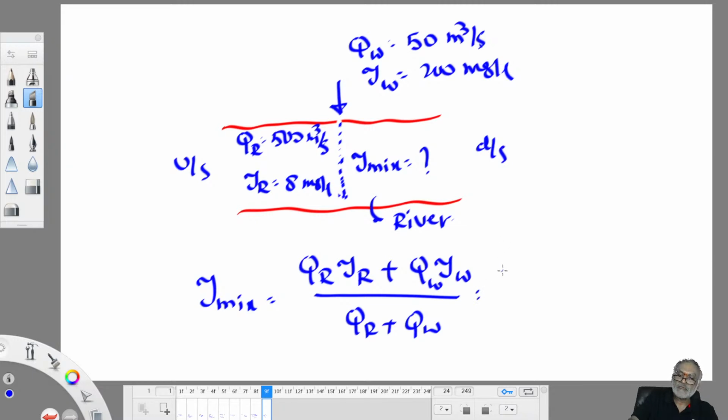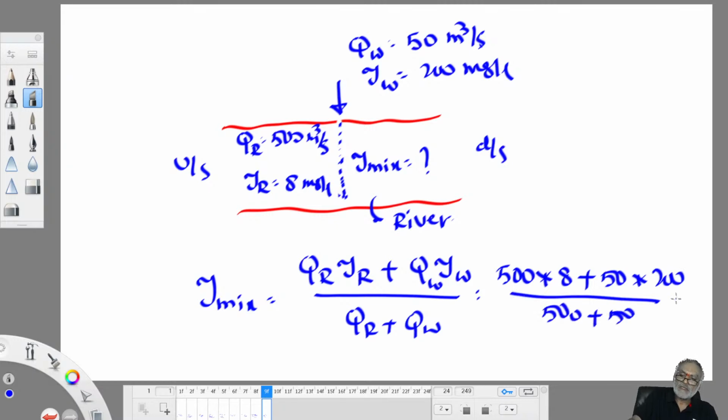Q river is 500, Y river is 8, Q wastewater is 50, Y wastewater is 200, divided by 500 plus 50. So which unit system do you get? Milligram per liter only, because meter cube per second cancels out.